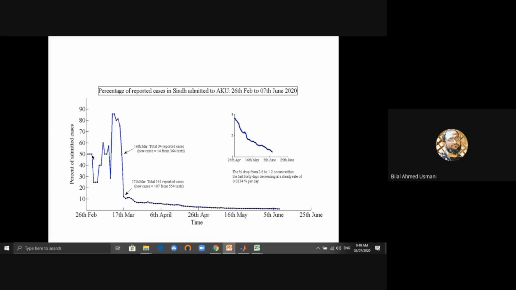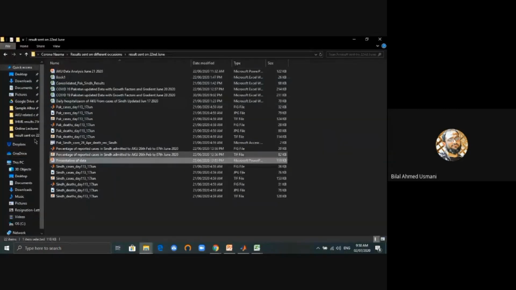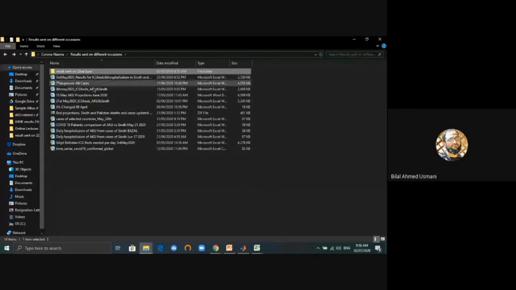You can see that the black points are the original data, and the blue line is fitting the data to the points. At the beginning, between 26th of Feb till 16th or 17th of March, there were a lot of cases in AKU and there was a huge fluctuation. The number of patients admitted was between 25 and 85 per day. But after some time, due to some policies or AKUH being closed, the data starts decreasing. I can give you a more sensible one in PDF, I think.